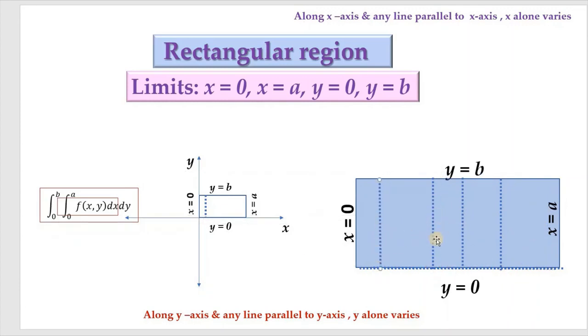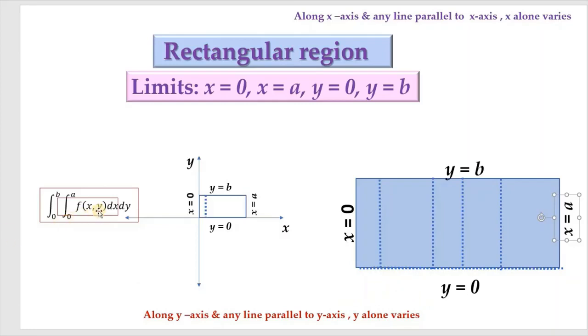Now as far as a rectangular region is concerned, the limits are independent of the variables; they depend only on the constants: y is equal to 0 to b, x is equal to 0 to a. They depend only on the constants. So the order in which you integrate is immaterial. What is the meaning of it?